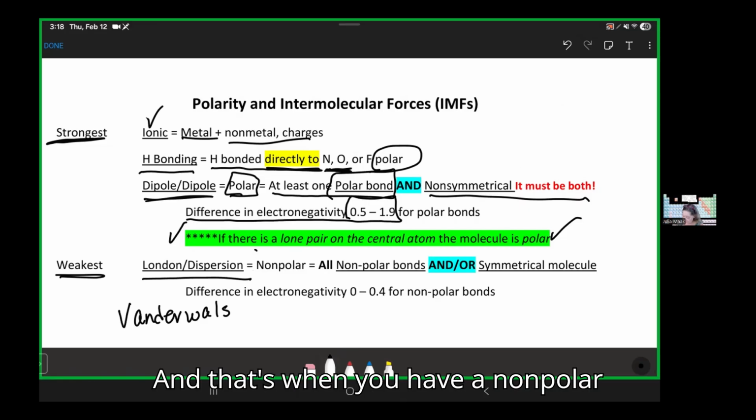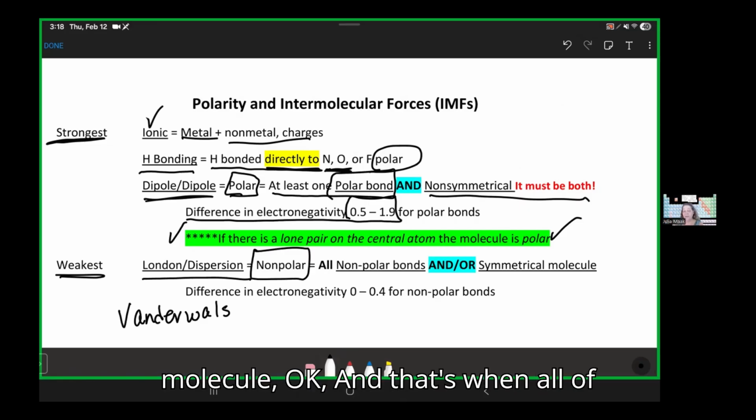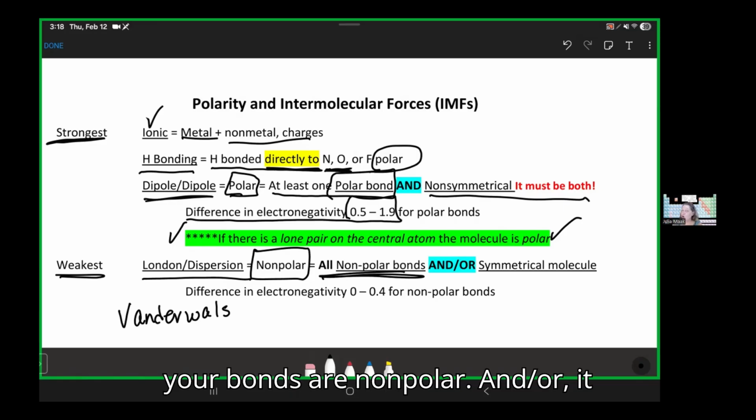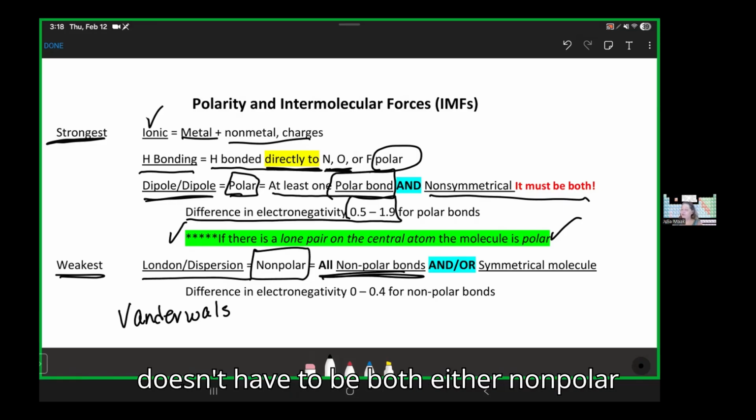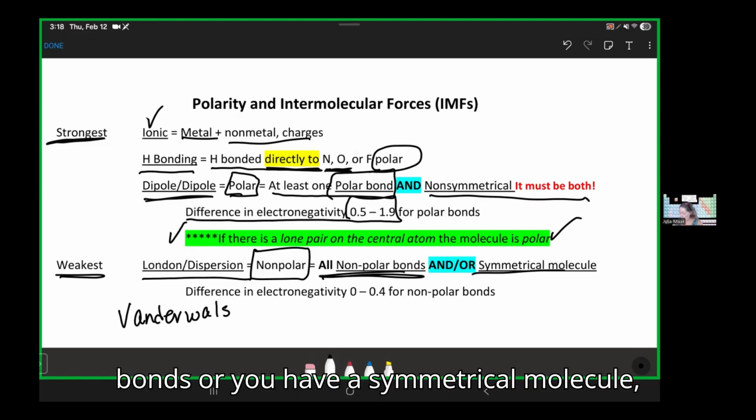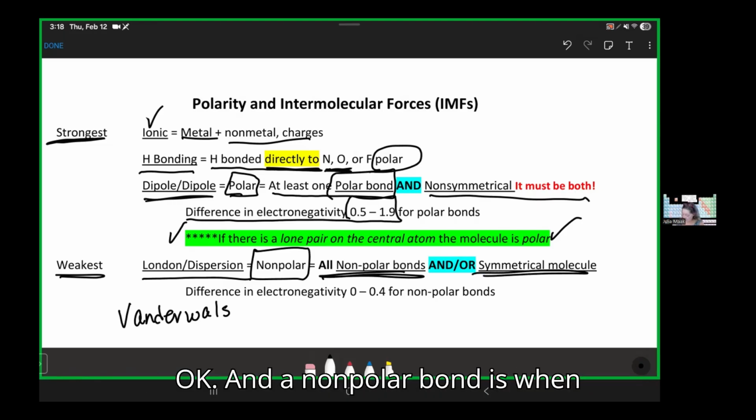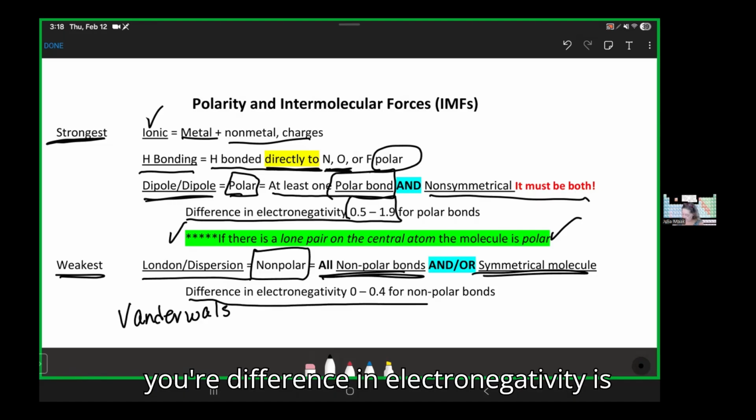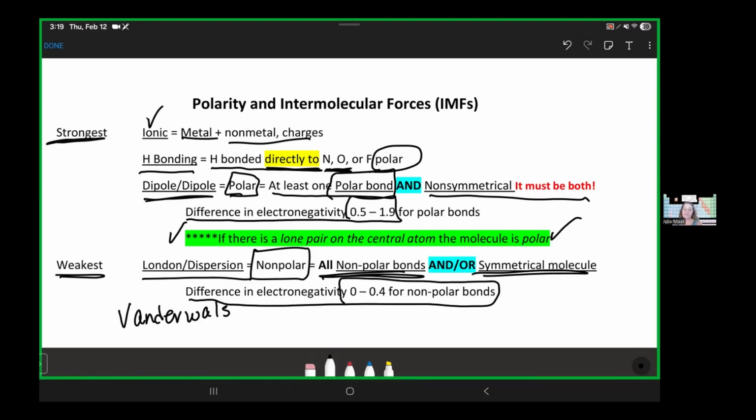Okay, and that's when you have a non-polar molecule. That's when all of your bonds are non-polar, and/or, it doesn't have to be both, either non-polar bonds or you have a symmetrical molecule. Okay, and a non-polar bond is when your difference in electronegativity is 0 to 0.4.